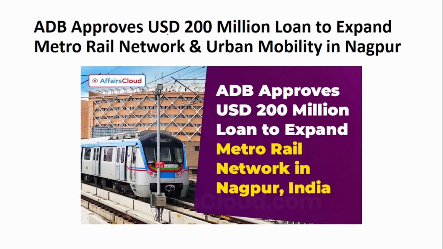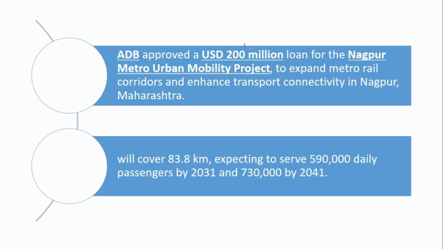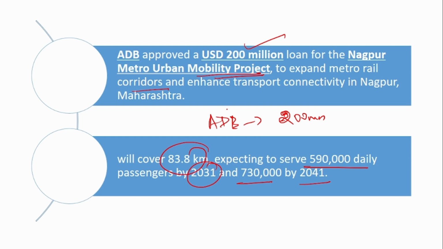Next is that ADB approves 200 million loan to expand the metro rail network. ADB has approved a 200 million loan for the Nagpur Metro Urban Mobility Project to expand the metro rail corridors. So this will cover around 83.8 km and is expected to serve around 5,90,000 daily passengers by 2031 and 7,30,000 passengers by 2041. So remember, it is ADB, 200 million. Remember the amount and remember the financing company also. So here it is the ADB. So ADB provides 200 million loan to Nagpur, the beneficiary.